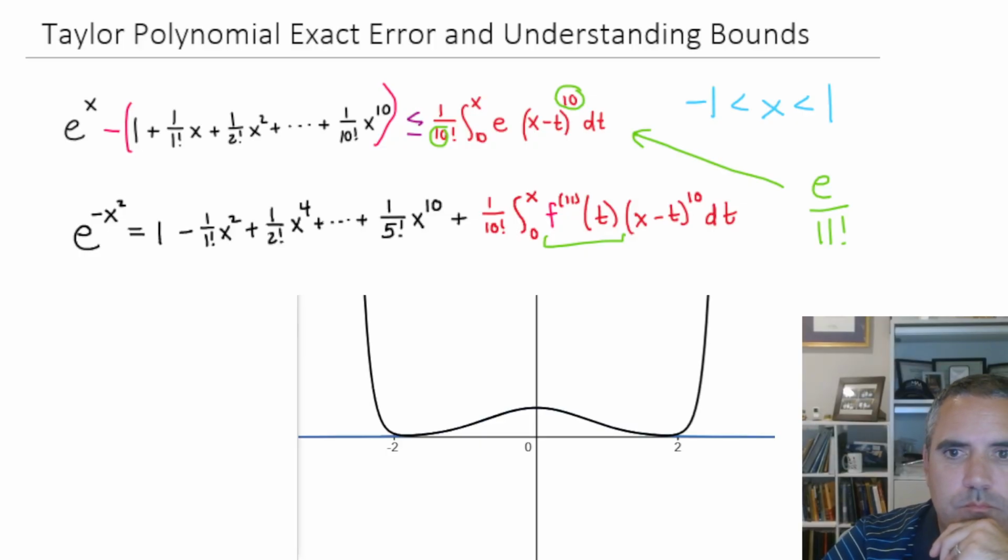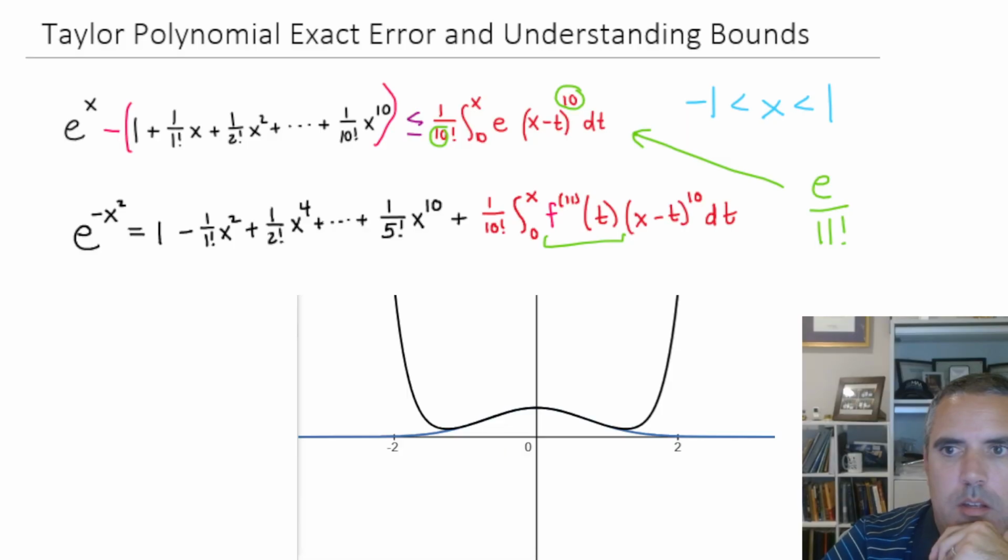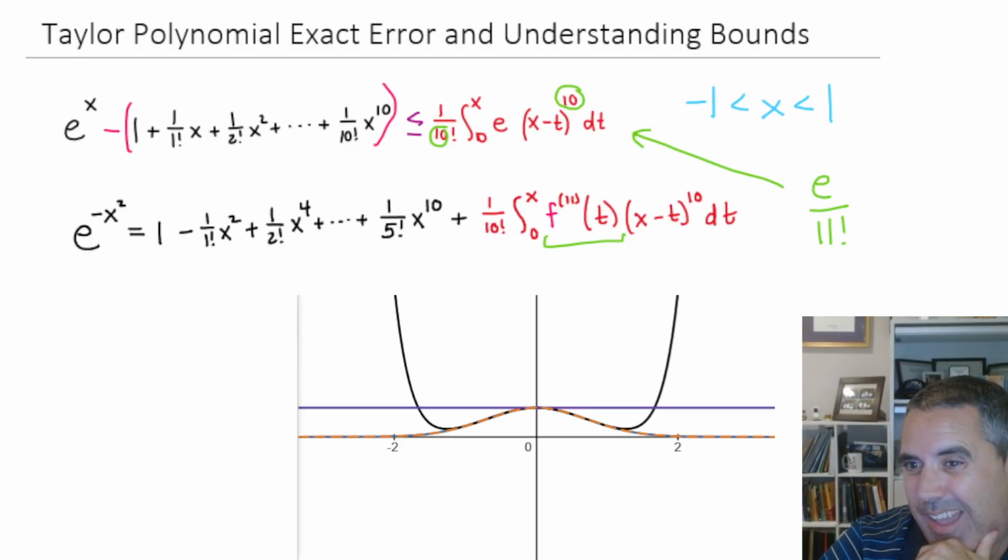Okay. That's the game. But the same ideas apply. So I can graph the first Taylor polynomial. That's that line. I can graph the Taylor polynomial with the error added in, the error integral, and it gives exactly the same function. Or we can do a bound on that.